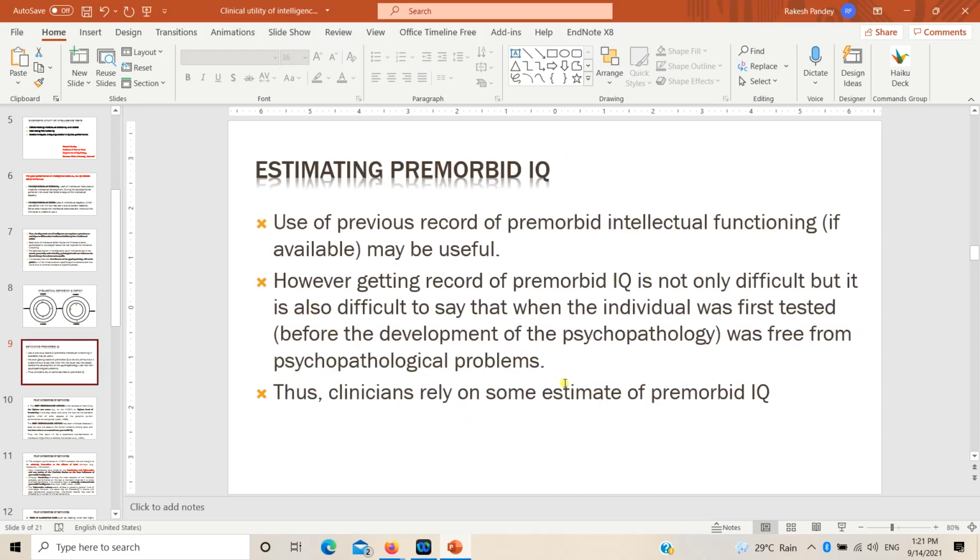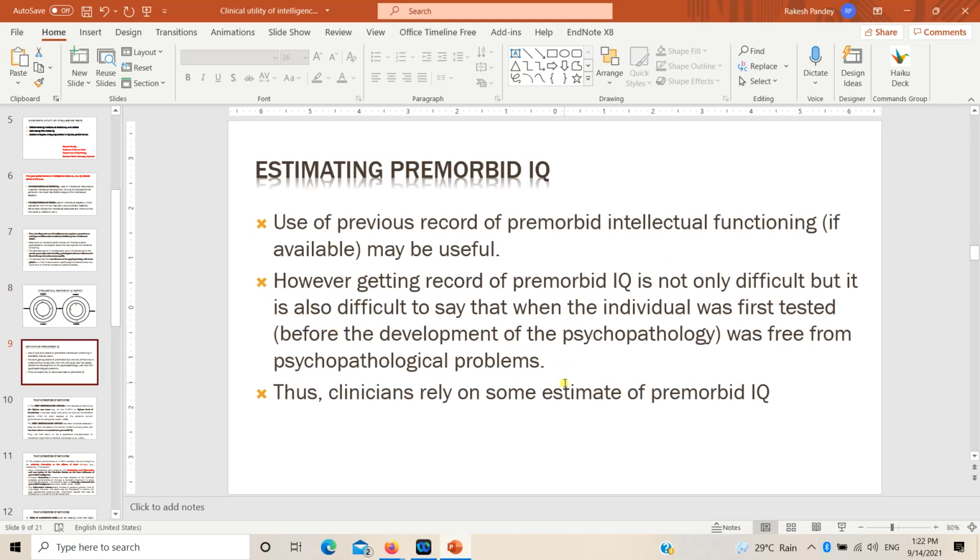So estimating premorbid IQ can be done by use of previous records. In most of the Western countries, at some level of school admission or college admission, they do an intellectual assessment. So from those records, the IQ score may be obtained, but here in the Indian context, it will be really difficult.